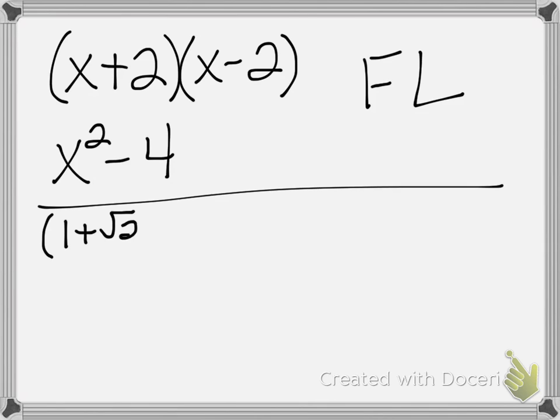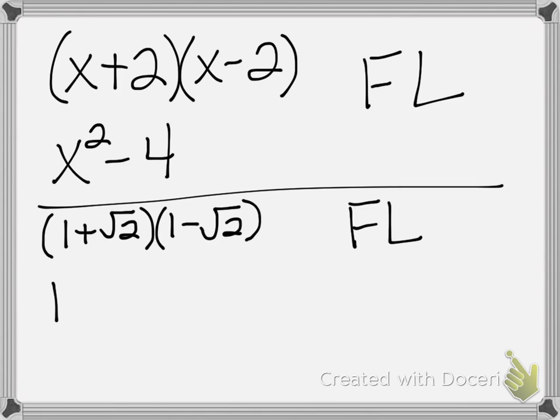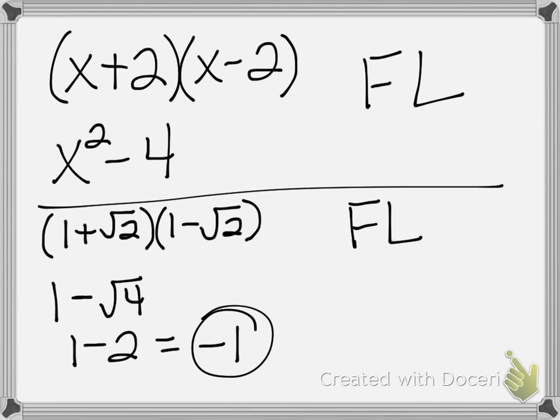So if I do kind of a simple one, and the conjugate would be 1 minus the square root of 2, I already know. I've done 2 problems. Outer and inner are going to cancel. So I can literally just do FLA. 1 times 1 is 1. Outer and inner are going to cancel. Square root of 2 times negative square root of 2, that's negative square root of 4. 1 minus 2 is negative 1, and I'm done. So that's quite a bit faster way of doing it.